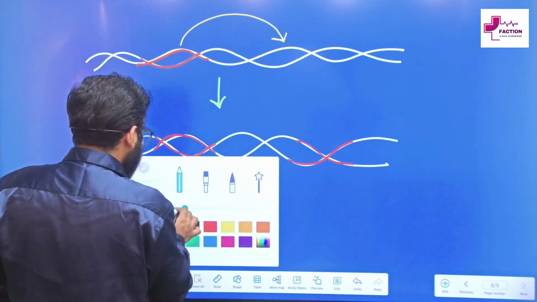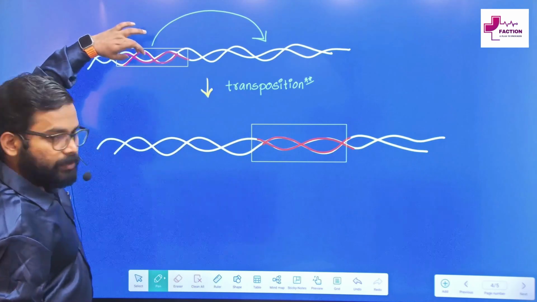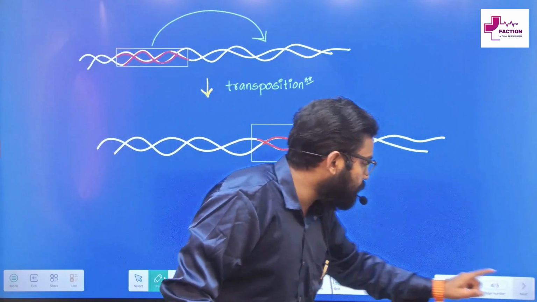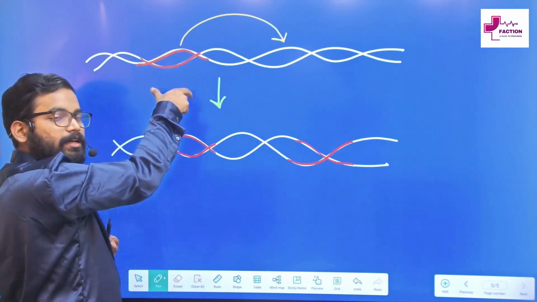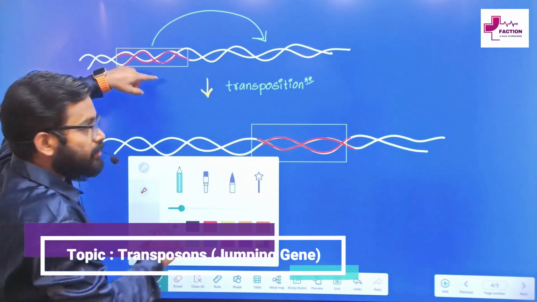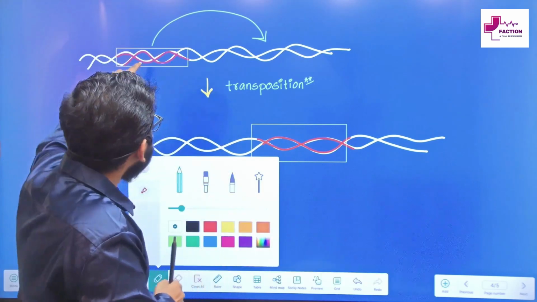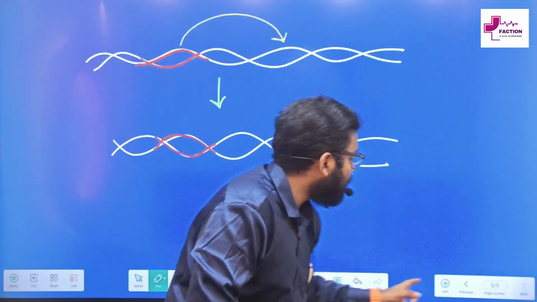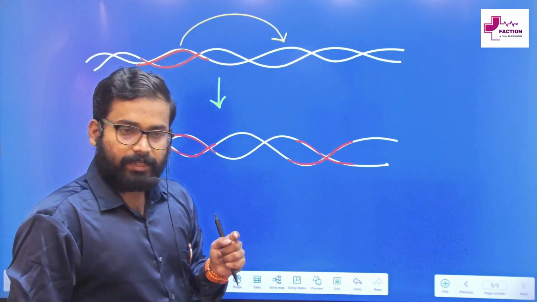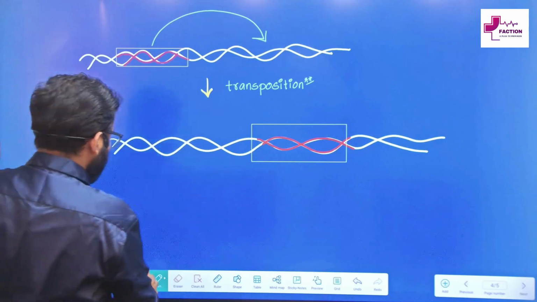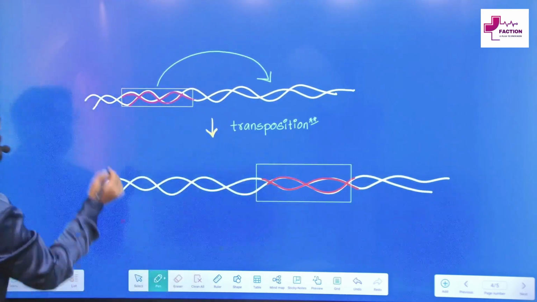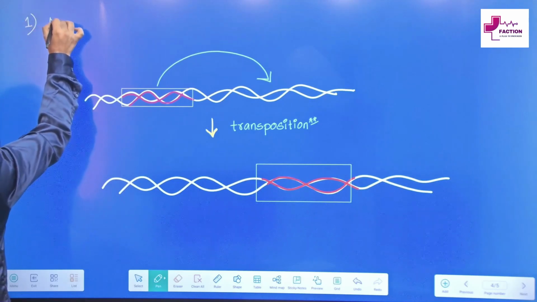So in the first case that we saw, there was one gene that actually changed its position. But in the second process, this one copy made another replica, and that replica was sent there. So these are the two types of transposition. In the first, this gene did not replicate and just changed its position. Whereas in the second type, this gene made its replica. One copy was left out here, and the other replica was sent to a different position on the DNA. Here, since there was no replication, this type of transposition is known as non-replicatory transposition.